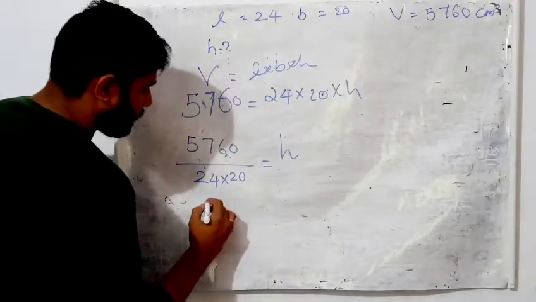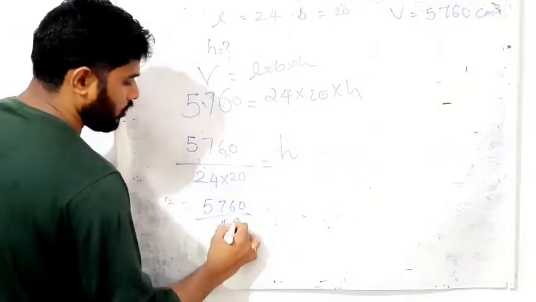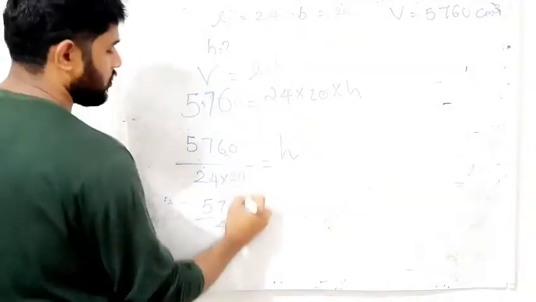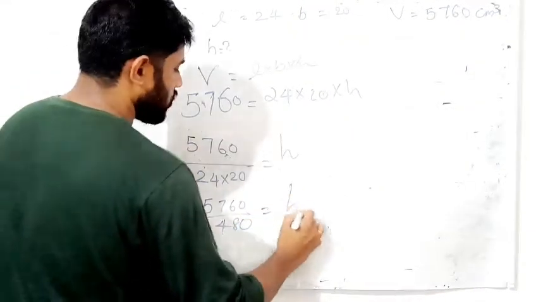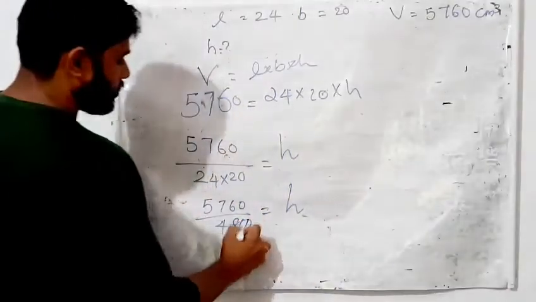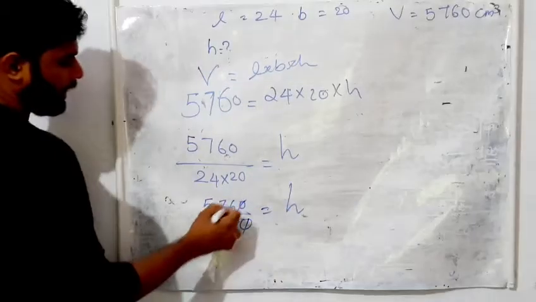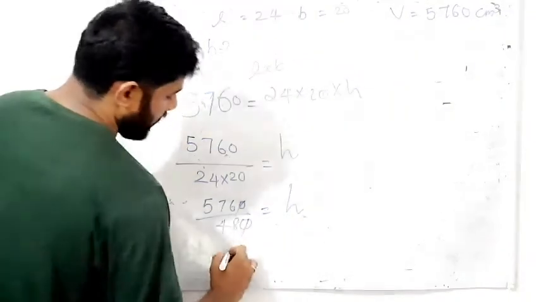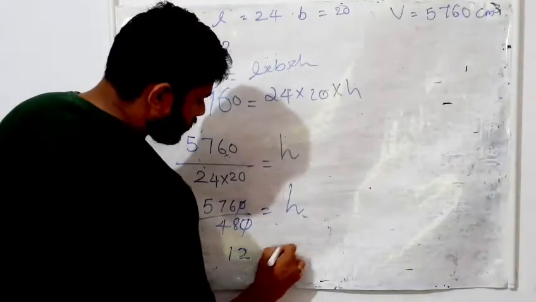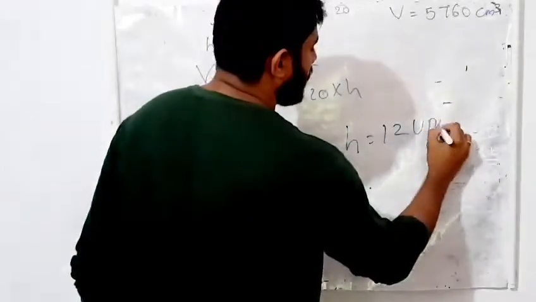So first you calculate 5760 divided by 24 into 20, that is 480, which is equal to height. Then you will get, if you multiply, this zero will cut, and 576 divided by 48, you will get 12. So height is equal to 12 units.